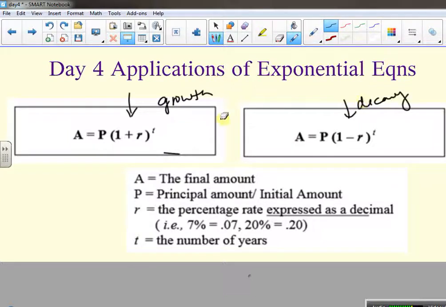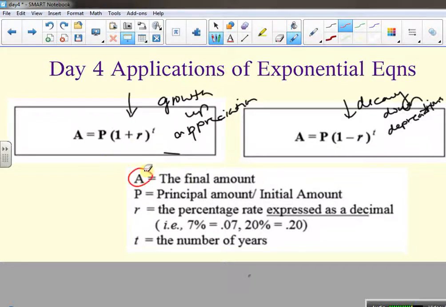So when things are going up or appreciating, then we know we're going to use a plus in there. Like when you put your money in the bank, ideally the bank is paying you for using your money, so that's growing. Decay, when values are going down or depreciating. You buy a new car, you drive it off the lot, and it begins depreciating. It becomes less and less the older it gets. So you see the only difference between the two formulas is the plus or the minus.